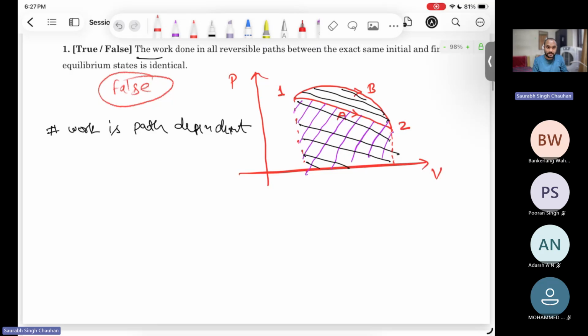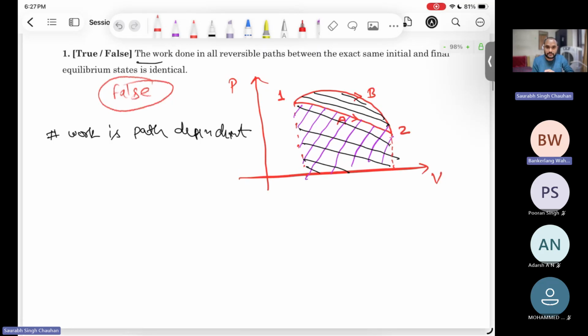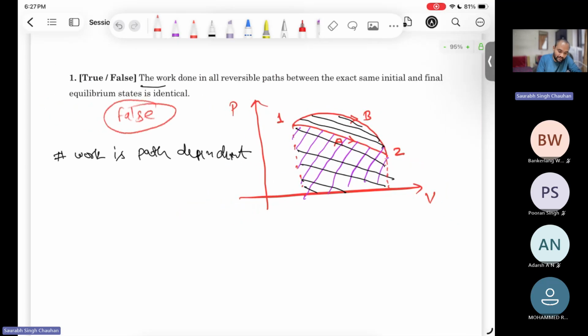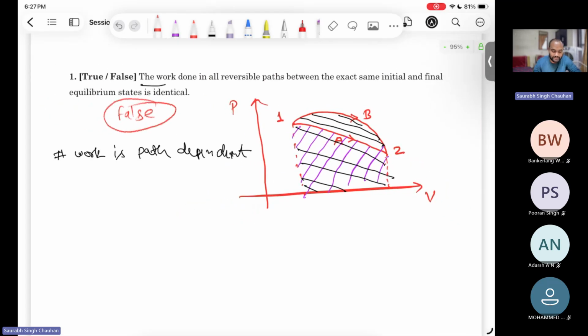I hope you understood what I am trying to explain. Yes, from the figure itself it is very clear, and you can also make different paths. The work, heat, heat is also path dependent, right?